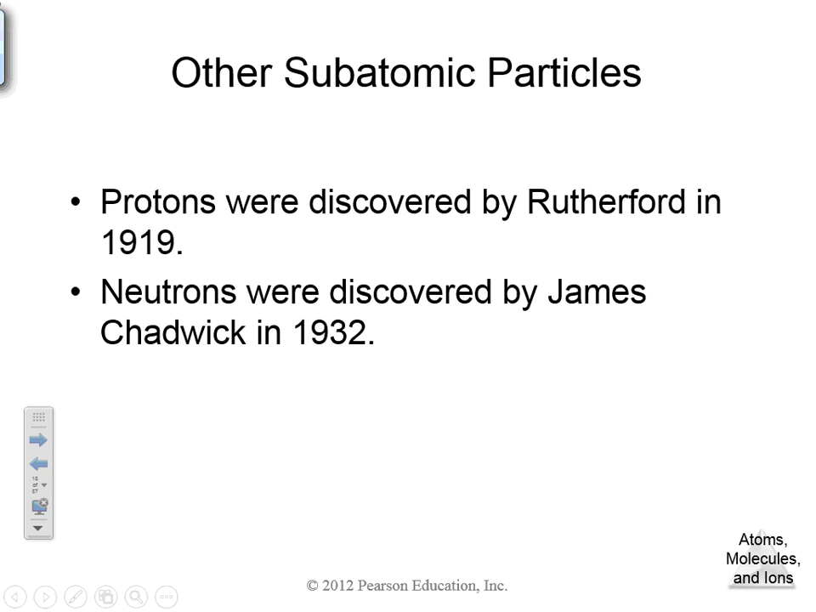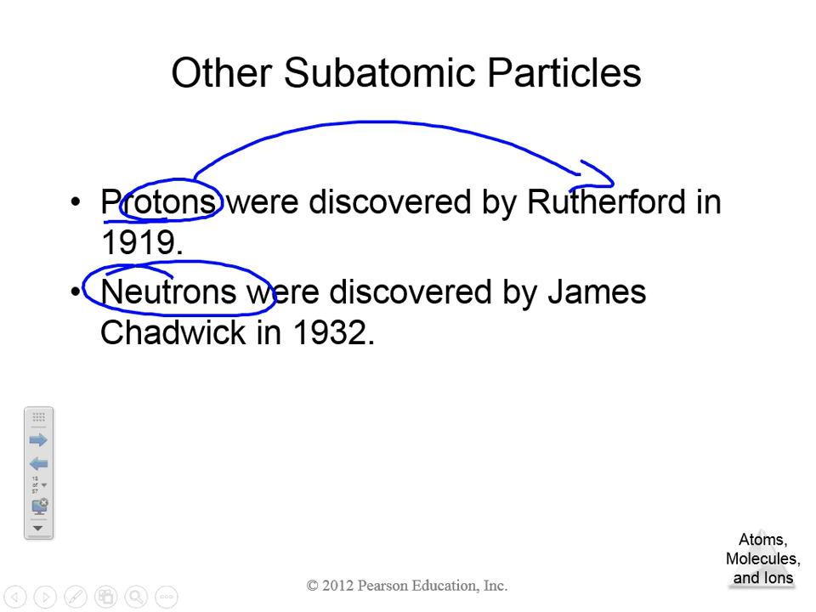Then, since he discovered the nucleus, we have to figure out what the nucleus is made out of. Rutherford also gets protons. But neutrons were not discovered for almost a decade and a half, in 1932. So we have neutrons by James Chadwick. So let's review our names here real quick.